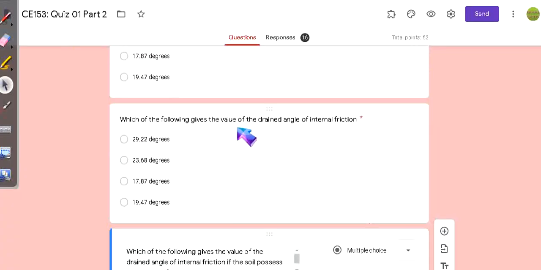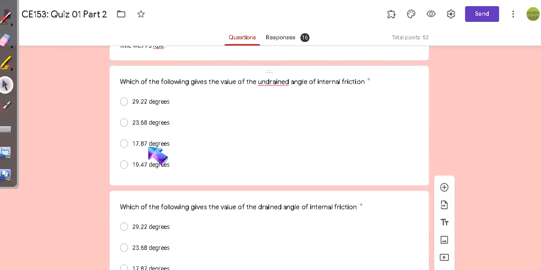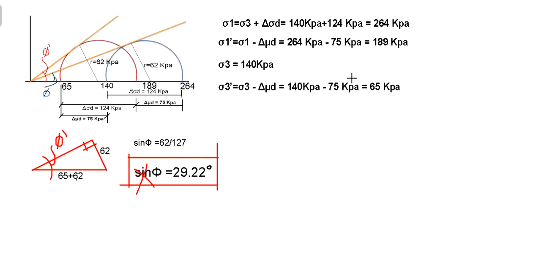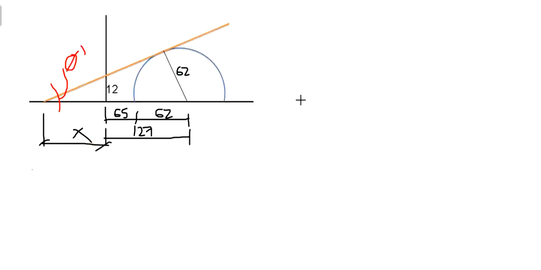So, for question number 1, yung angle natin is 17.87. And then, for the question number 2, yung sagot natin is 29.22. And for the third question, if we have a cohesion of 12, so, yan yung magiging figure natin. So, yung ating soil is normally consolidated, meron daw tayong cohesion na 12.